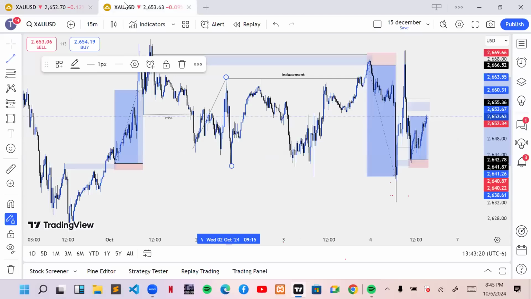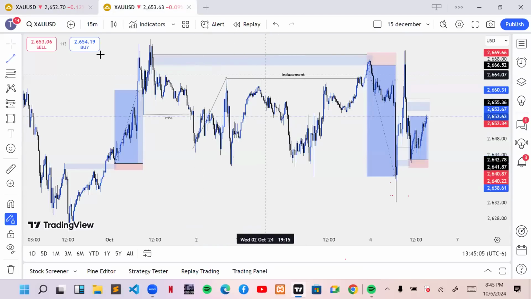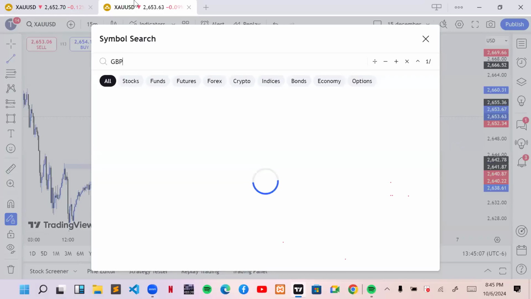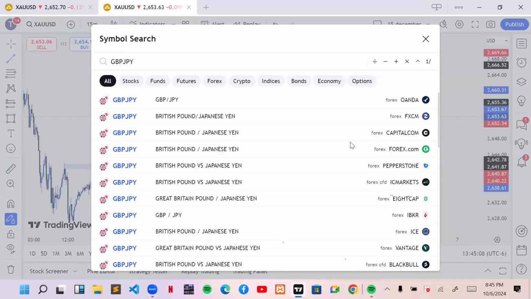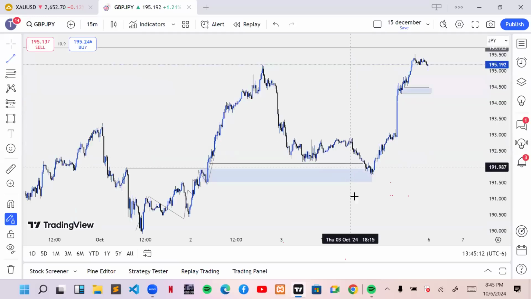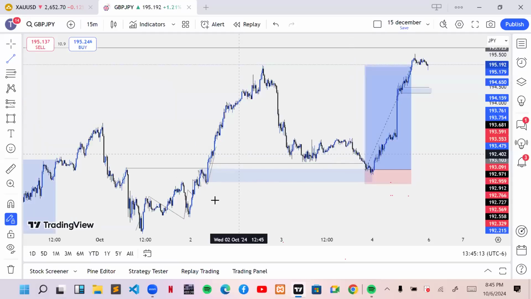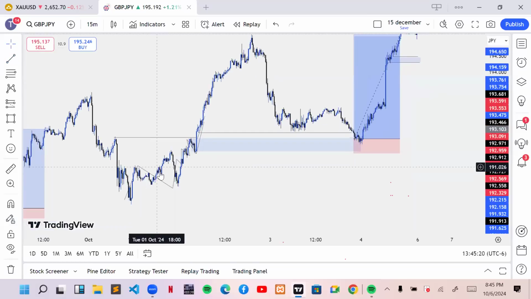So this is the one for gold for market structure shift. This is the first pullback right here. And then I will show the GBP chart that I was on for a pullback in break of structure. So this was a resistance zone in the market right here, and the market was making higher highs, higher lows.